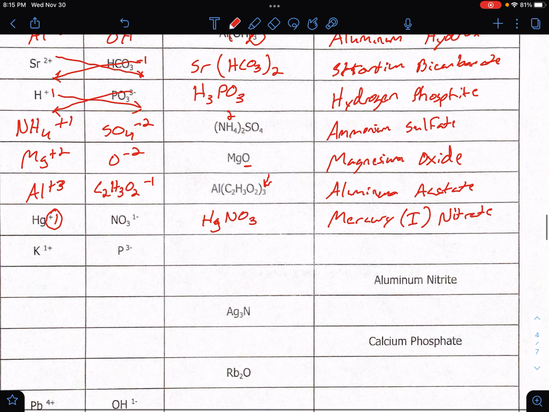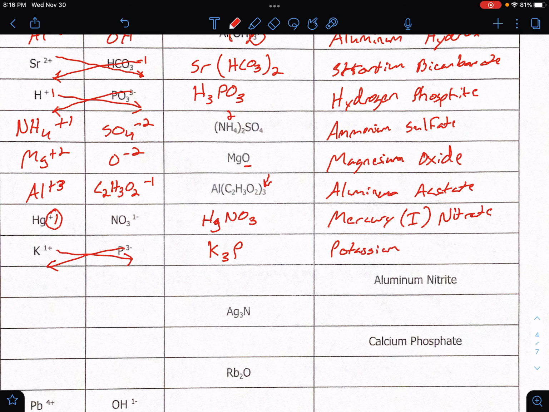Okay, next one, K with a +1 and P with a -3. This is not balanced, so that means I'm going to take the 3 here, take the 1 here. So my formula would just be K3P. K is potassium, and phosphorus becomes phosphide. Okay.